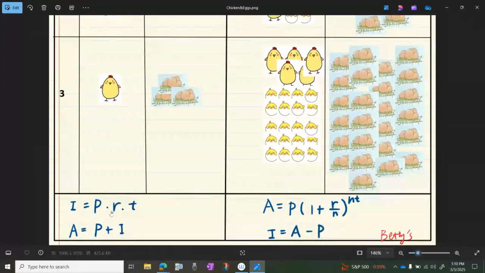The lowercase r represents the annual interest rate. It has to be annual. R here is by default the annual interest rate, not the semi-annual, quarterly, monthly, or daily interest rate. Okay. T here is time in years, very important. The value of T has to be the number of years. So if you invest your money in the account for 20 years, the value of T is 20 when you apply the formula.